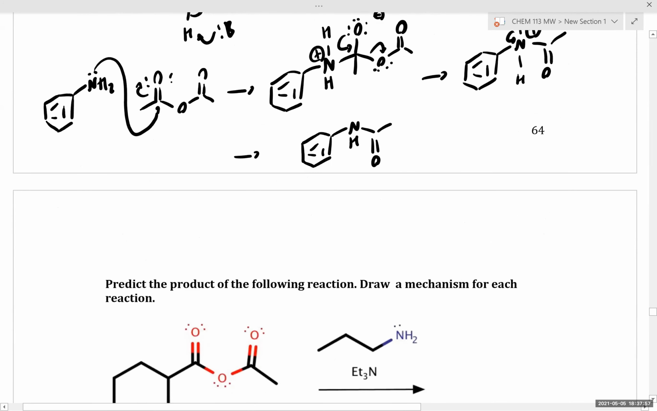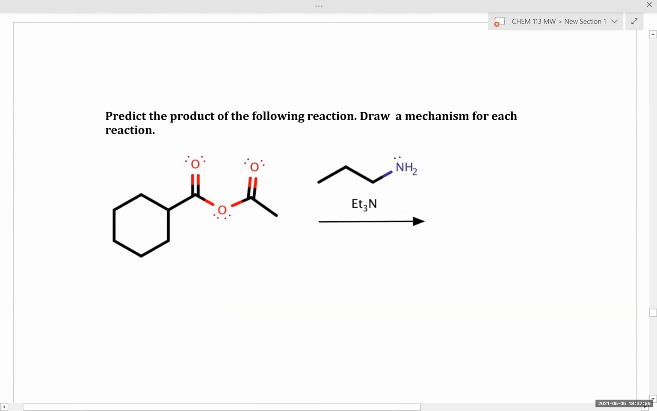Okay, so let's keep going and let's try to apply what we've learned to the following example. In this case, we have an asymmetrical anhydride reacting with propylamine in the presence of the basic triethylamine, which is just serving to pull off and neutralize any acid generated over the course of the reaction.